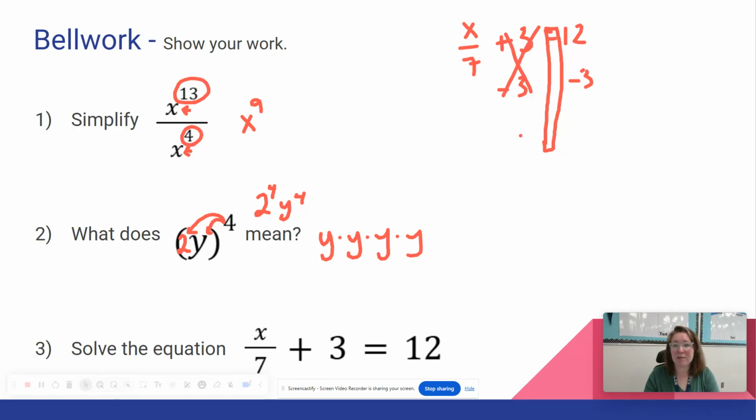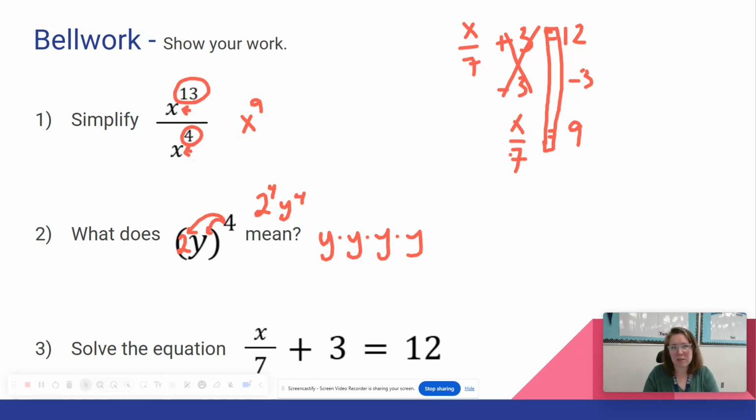I like to cross it off. Some people like to write 0. Awesome. So we still have x divided by 7 over here. And then 12 minus 3 is 9, equals 9. Now we have x over 7.